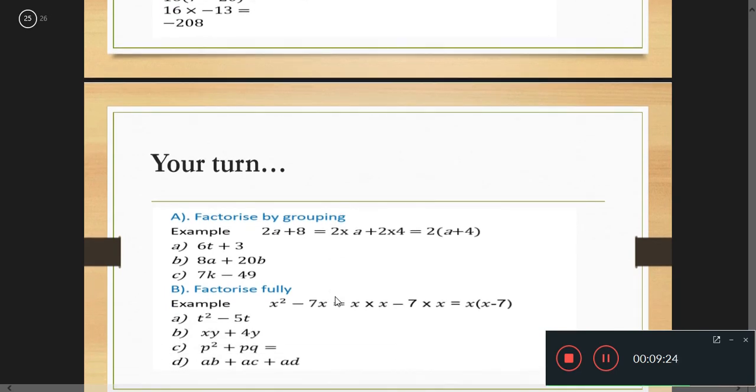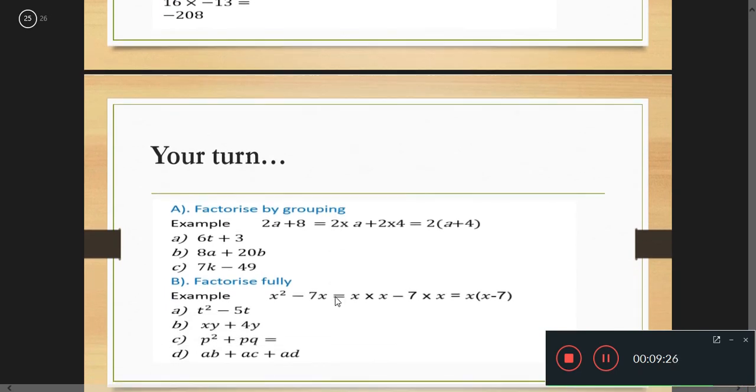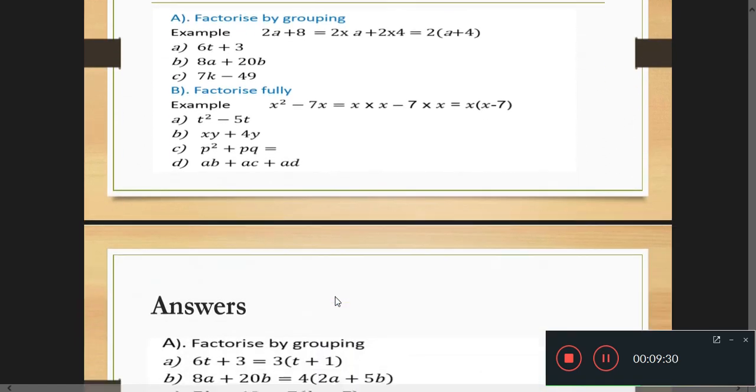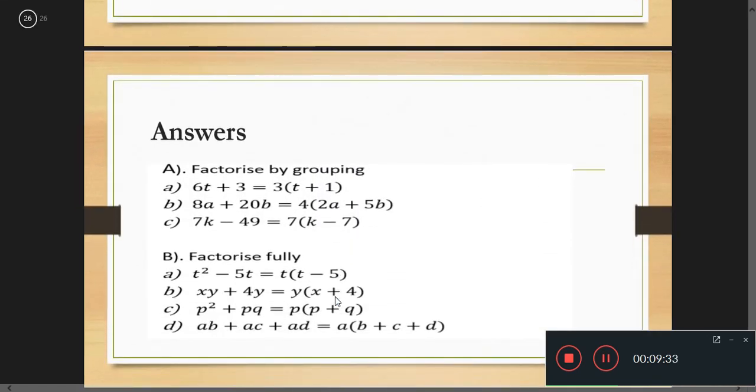And here are some examples for your homework. You can solve them by yourself and also compare your answers with the answers mentioned in this lecture. Hope you enjoyed this lecture, and try these questions by yourself to make yourself an expert in factorizing and expanding equations. Thank you so much.